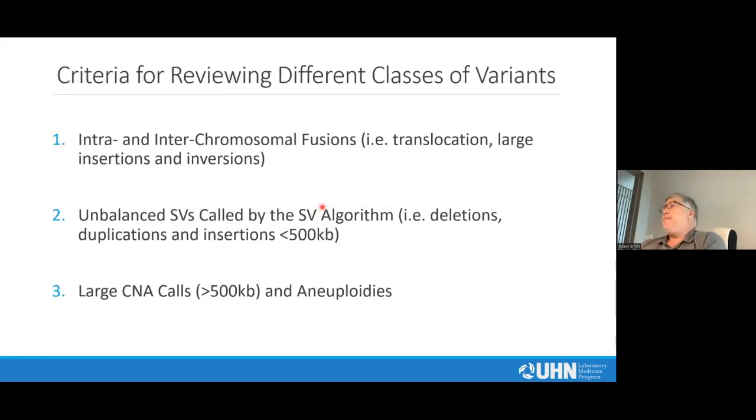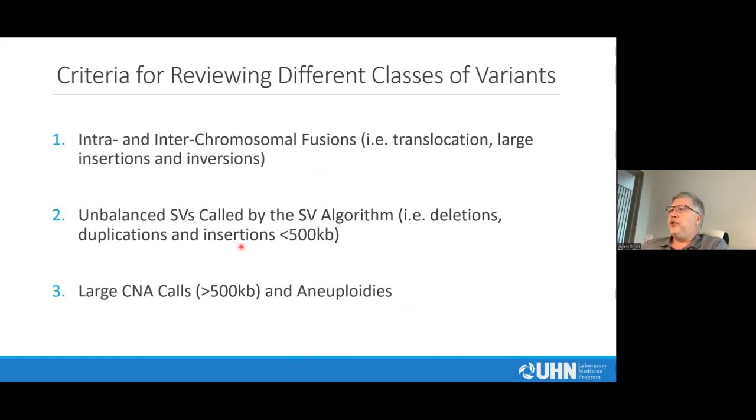Okay, so we have established criteria for reviewing different classes of variants. And for those of you that participated in May in the user group meeting that was in Toronto or online, we did talk about this in more detail. So I'm going to do a very quick recap of this, and then we'll go into some examples.